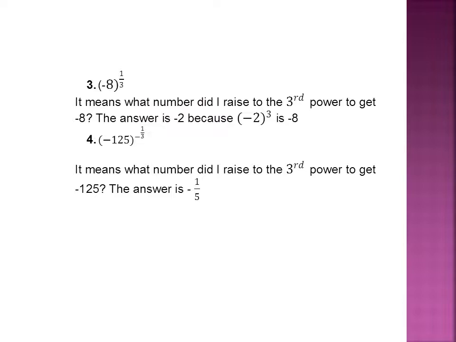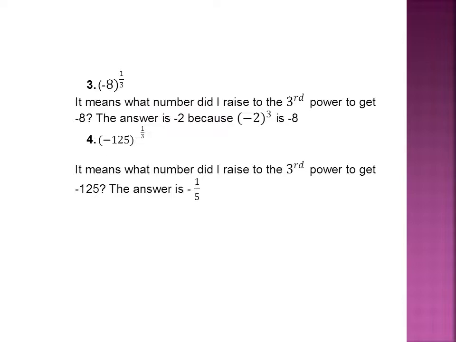So you can start from 2, multiply 2 by itself 3 times and see if you get negative 8. You can also start with 3. If you don't get it, you take another number. So now the answer is negative 2, because negative 2 times negative 2 times negative 2 is negative 8.